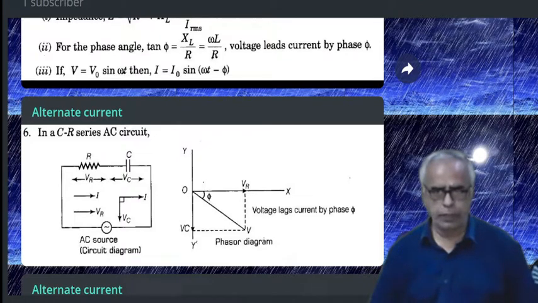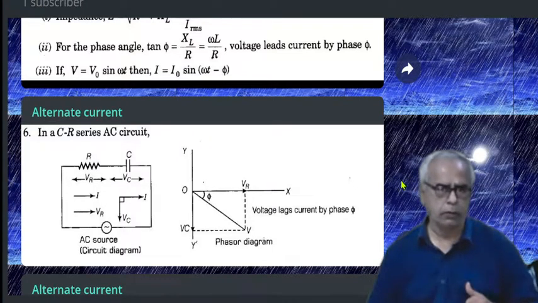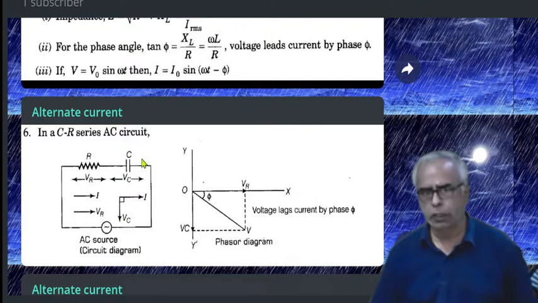So in this phasor diagram we have the x-axis and y-axis. Along the x-axis we have VR, along the y-axis we have VC, that is the capacitor voltage, V subscript C. Now the phase angle between these is phi. So phi indicates the phase angle, is it not? In this case it is 90 degrees with respect to current. Are you able to follow? With respect to current it is 90 degrees.